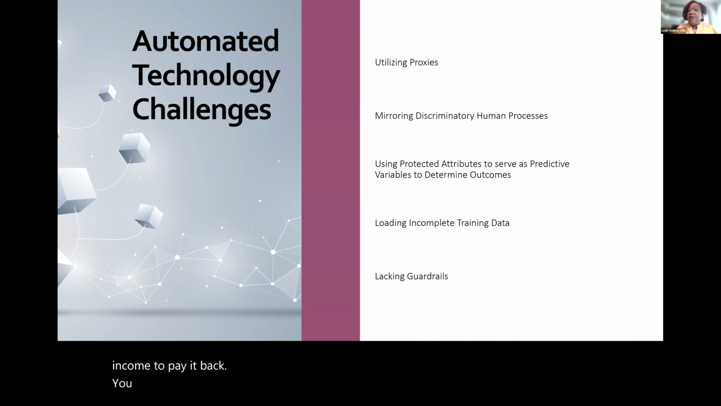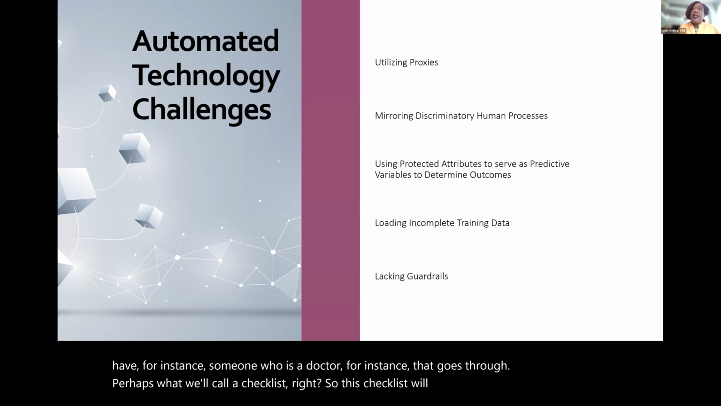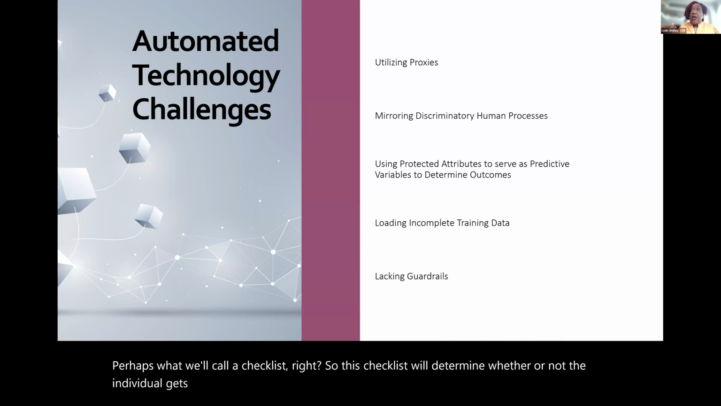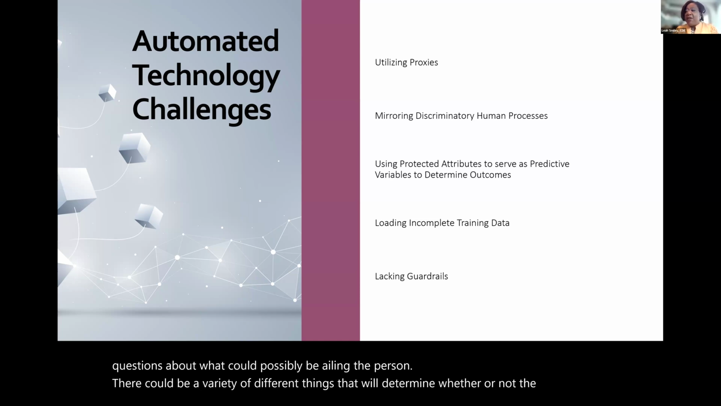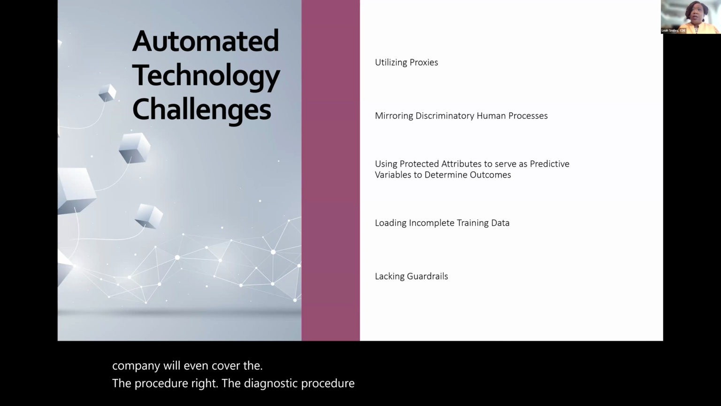You could also have protected attributes being used to make healthcare decisions. We may have, for instance, a doctor that goes through what we'll call a checklist, right? This checklist will determine whether or not the individual gets additional tests. It will determine whether or not the doctor asks more questions about what could possibly be ailing the person. There could be a variety of different things that will determine whether or not the insurance company will even cover the procedure, right? The diagnostic procedure, or even a predicted path for health and wellness.